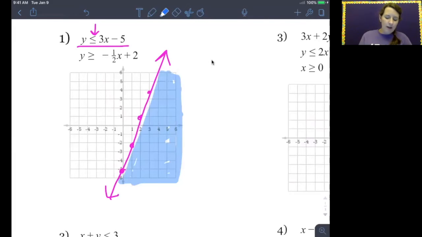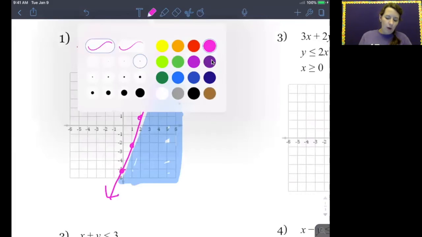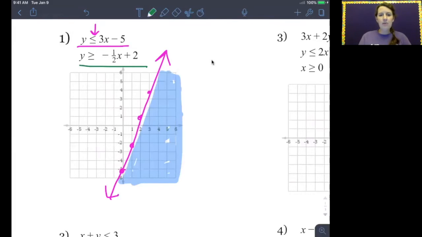Now I'm going to graph the other line. y is greater than or equal to -1/2 x plus 2. So I have a y-intercept of +2 and a slope of -1/2. So down 1 over 2, down 1 to the right 2, down 1 to the right 2, or you could go up and to the left. Okay, same thing. If you need to type this into Desmos, you can. Once again, we're using a solid line because it's greater than or equal to.